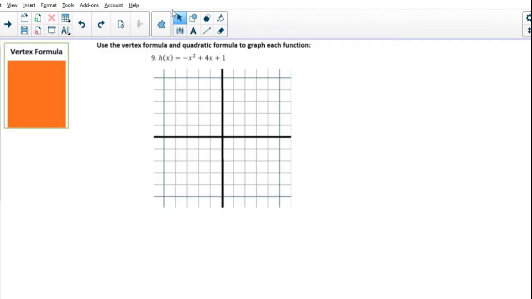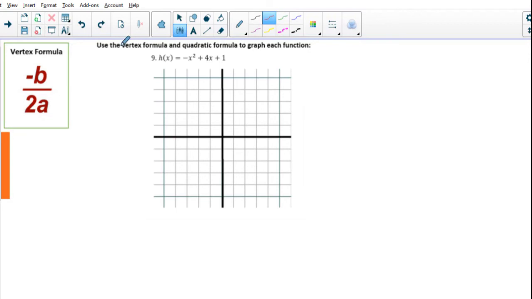Okay, so one last example here. On this one, we're actually going to use both the quadratic formula and the vertex formula to graph the parabola correctly. So first of all, the vertex formula is just this, negative b over 2a. And in this example, so let's do the vertex formula first. In this example, negative b is 4, so negative b is negative 4 over 2a. Here the a is an invisible negative 1 in front of that x squared. So I'm going to say 2 times negative 1.